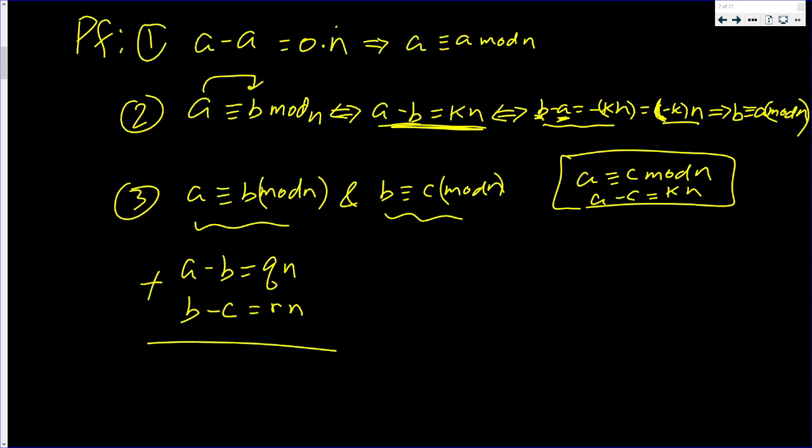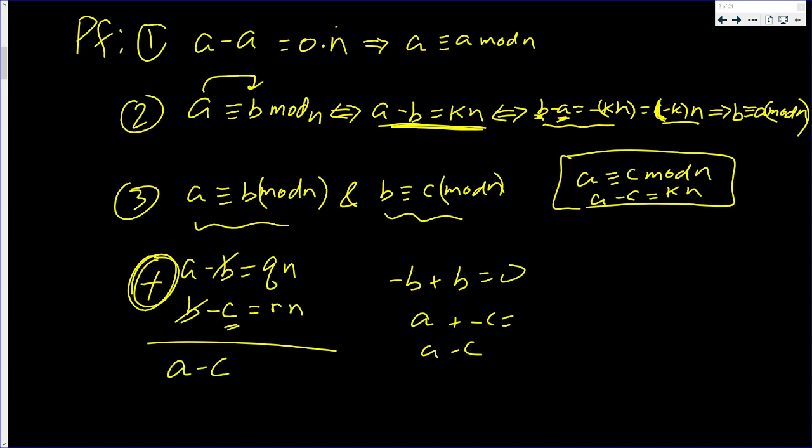If I add them, -b plus b is 0. That's going to cancel out, and a plus -c is the same as a minus c. That's the left-hand side. The right-hand side, I'm adding a number of q's. I have number of n's, excuse me. I have qn's, and somebody gives me r more n's, I'll have q plus r n's.